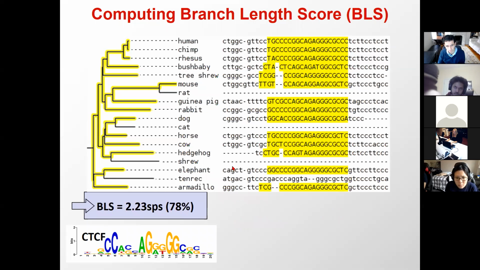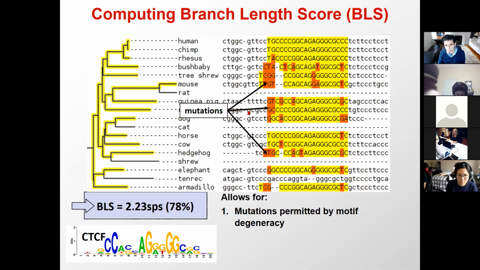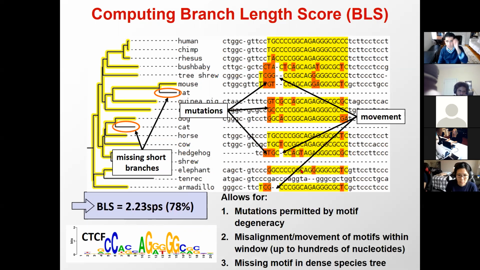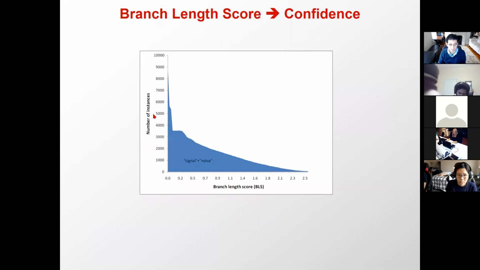the missing species? And we can actually ask whether this branch length is above what you would expect by chance. Notice that this is allowing for mutations that are permitted by the motif degeneracy, and it also allows for movement of the motif where they don't all have to start exactly the same location because they're searched independently in each of the species. And these are the short branches that are missing.